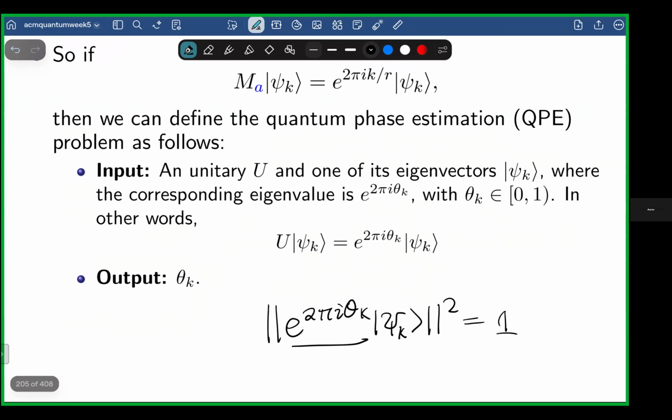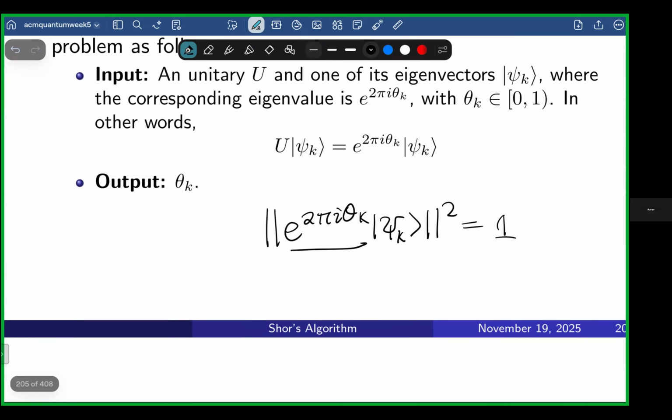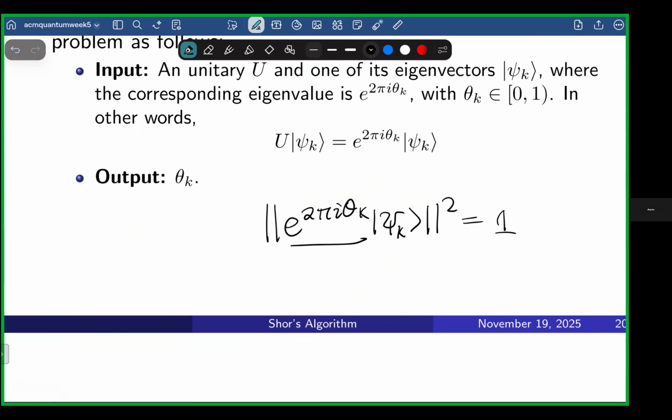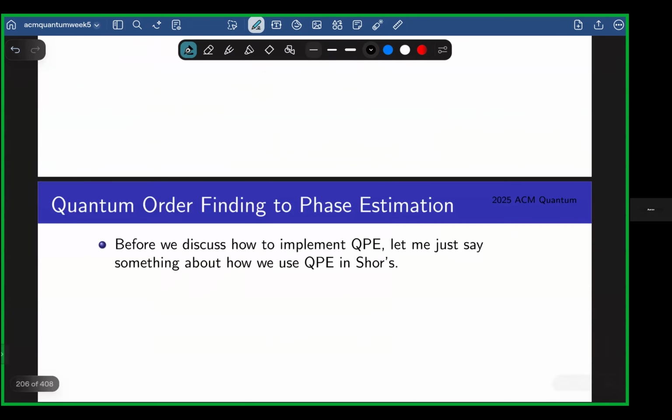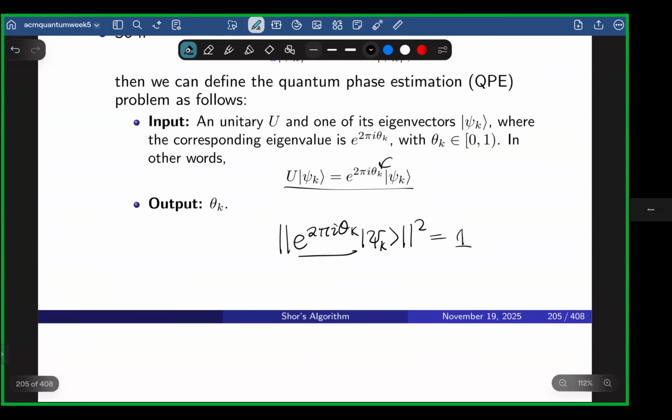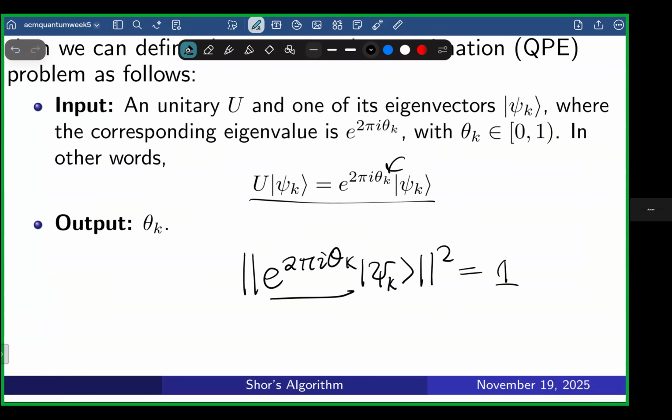Are we good on that? Any refreshers on complex conjugates or anything? Okay, so we'll just take that for granted. This is the definition of phase estimation. You have some operator, or some unitary, we call it, and then we want to output some information about the eigenvalue. And actually, this theta k we call the phase. So we're estimating it, literally in the name. We're estimating the phase. We're not going to get it exactly. We'll show why that's the case.